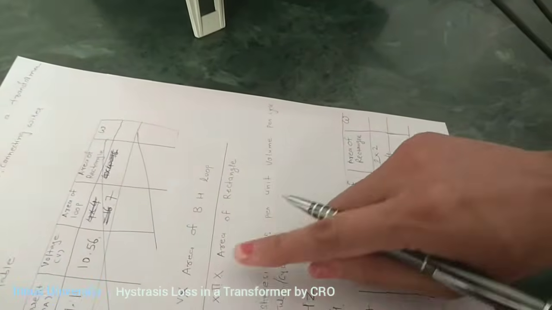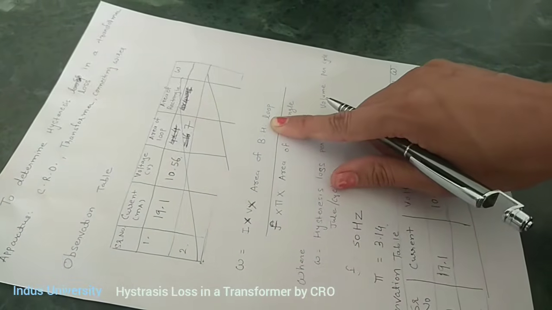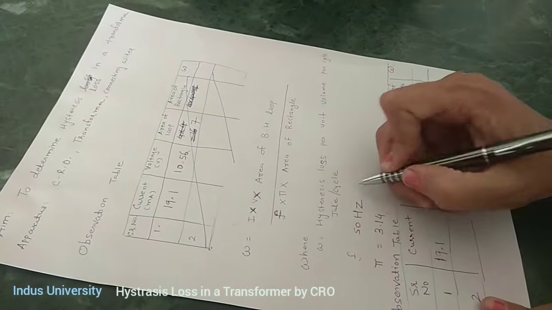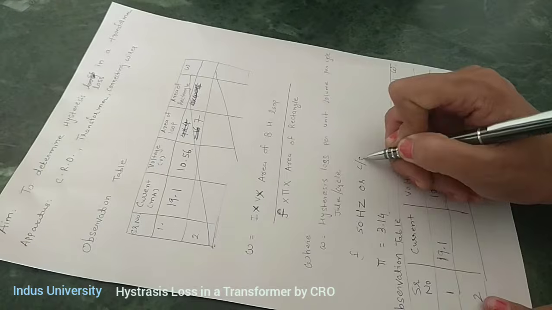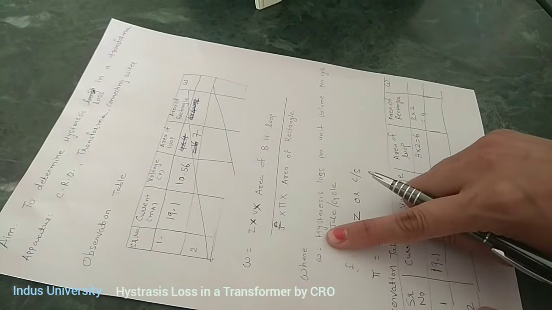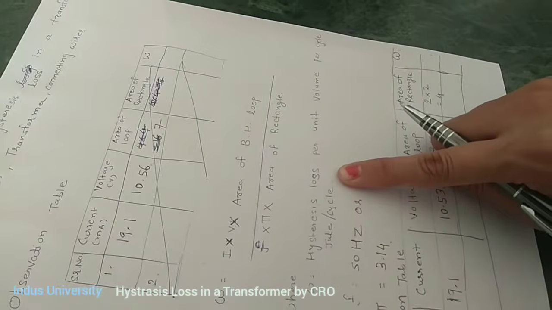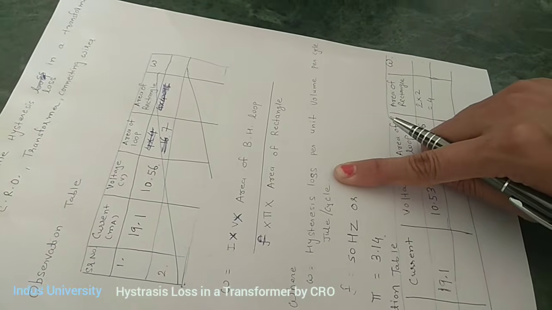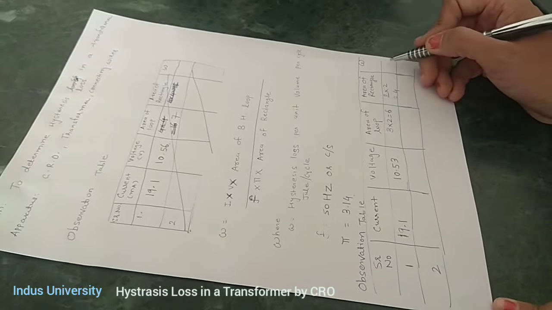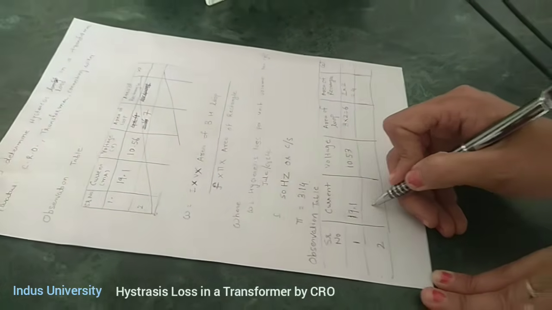It is nothing but voltage into current into the area of the BH loop divided by frequency, that is 50 Hertz, or unit is cycle per second, pi 3.14. W is nothing but the hysteresis loss per unit volume per cycle, that is joule per cycle. So that indicates your hysteresis losses in the transformer. Having taken the reading, calculate the W as per the equation. Similarly you have to take the second reading.